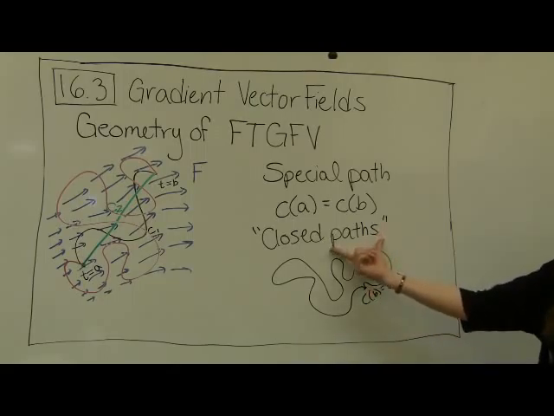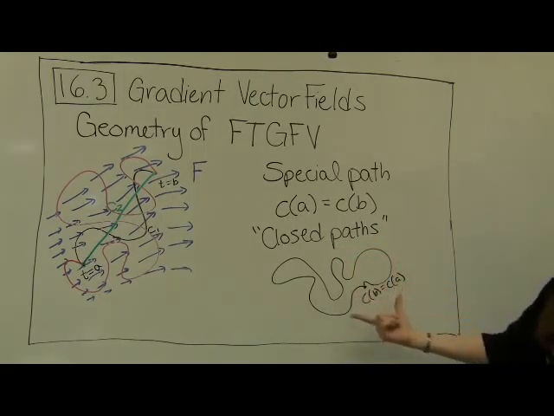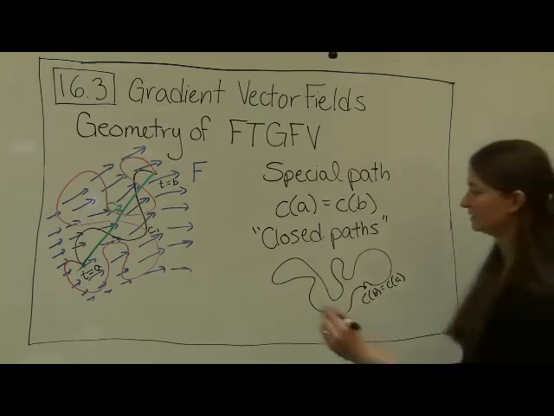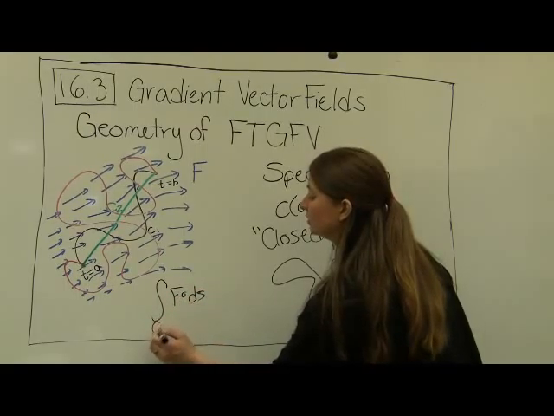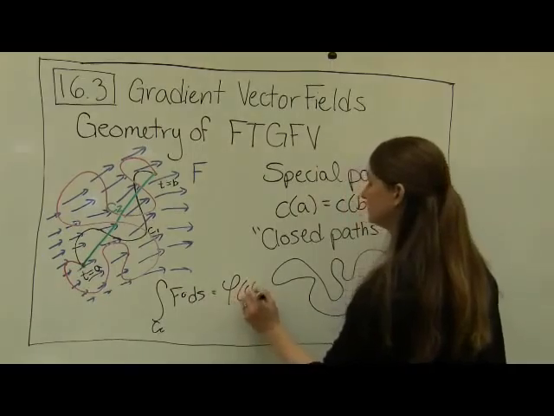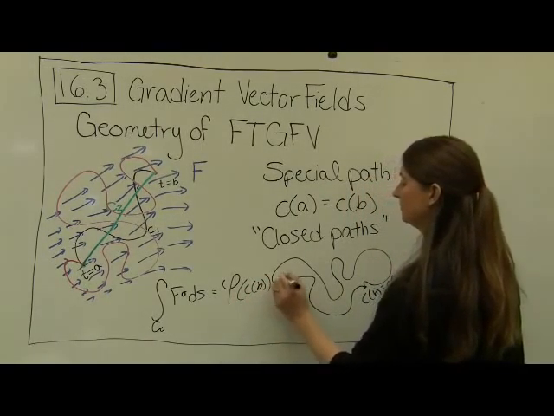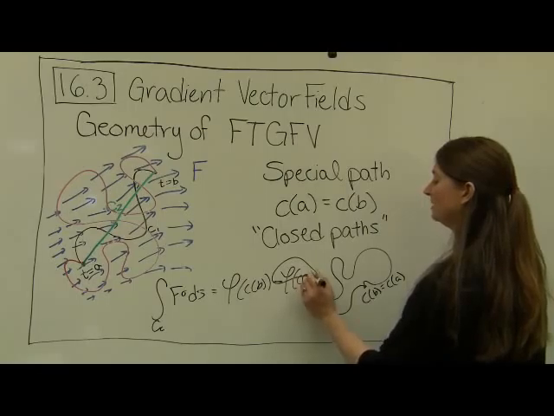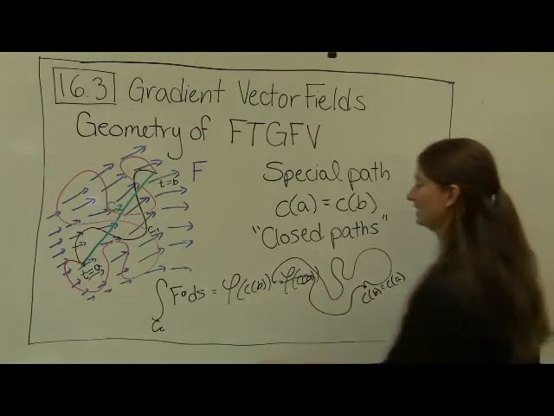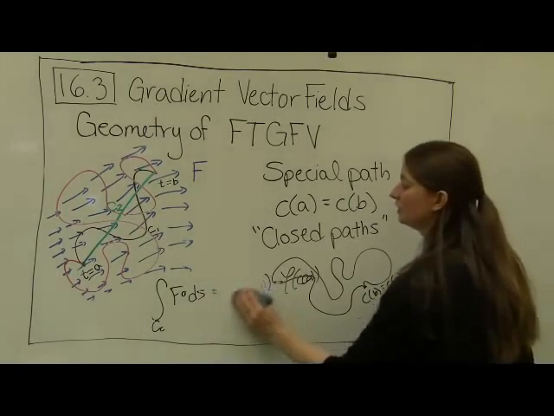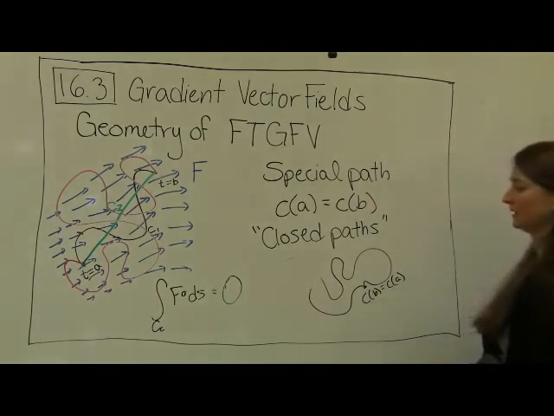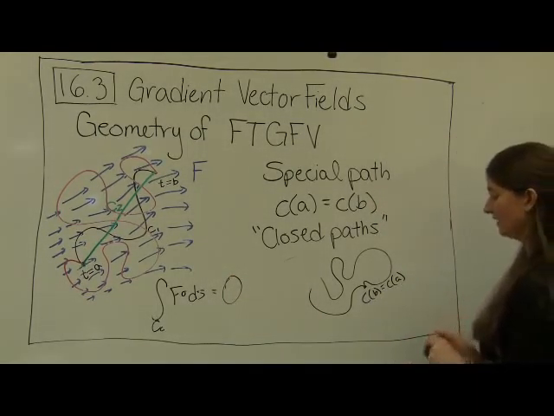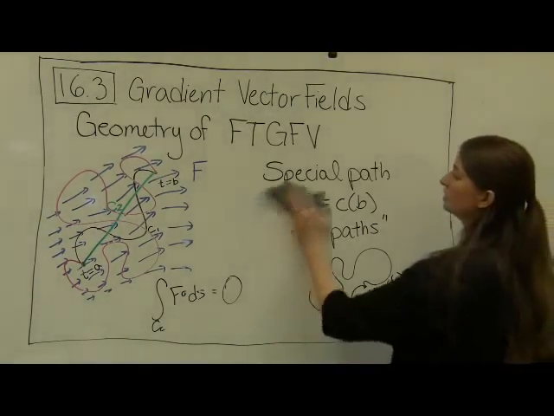So for any closed path, we just decided that the line integral over f ds of our closed path is going to be phi of c of b minus phi of c of a. But if phi of c of b is equal to phi of c of a, then anytime I take a line integral over a closed path, this is going to be exactly equal to 0. And this property, the fact that our line integrals over closed paths are equal to 0, is the property of being a conservative vector field.